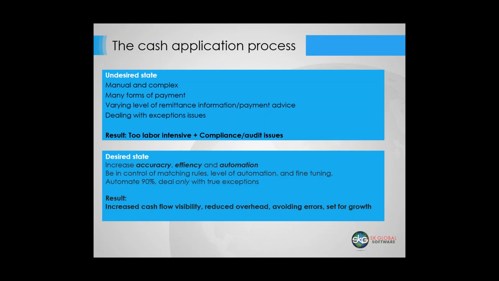And of course, the desired state is the opposite of this situation, which is what we're trying to address with the application that we'll be showing you today. You want to be able to increase the accuracy of applying these payments. You want to be more efficient, and you want to automate as much as possible, and also be in control of the matching rules that you apply and the level of automation that you apply to your system. You also want to be able to fine-tune this system as you go along and as the company grows going forward.